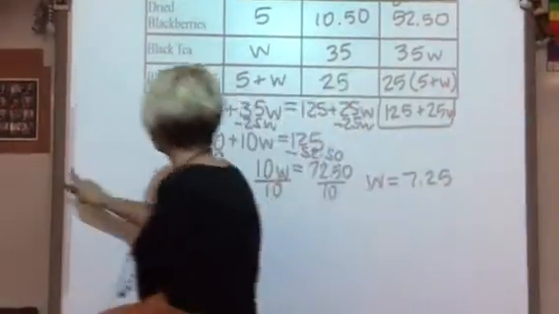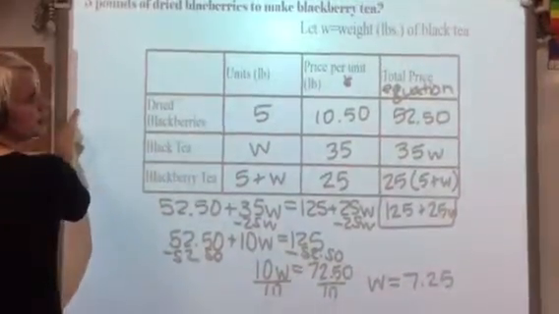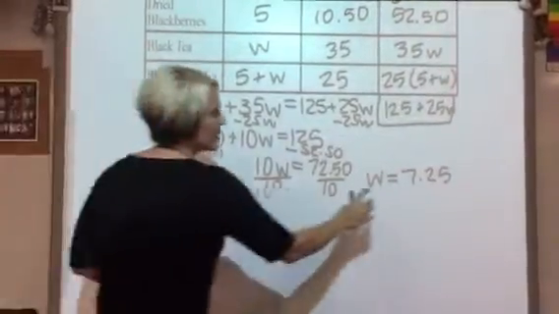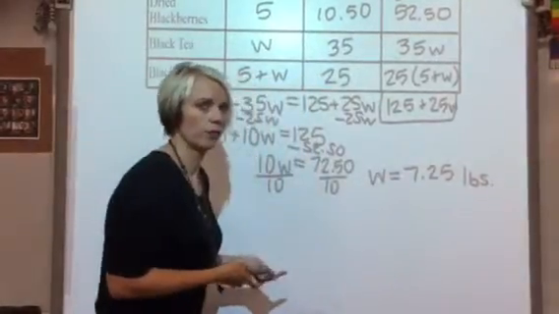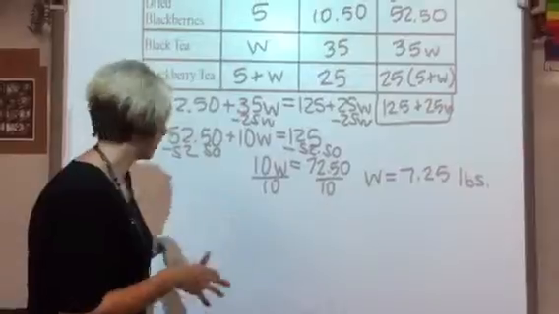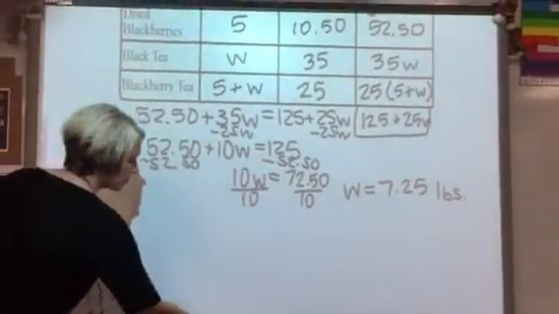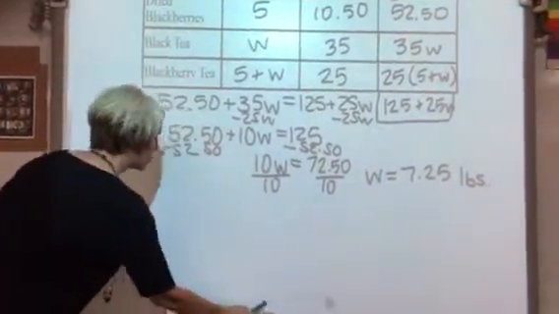So I go back to my let statement. My W is the weight of black tea, so I could say 7.25 pounds, or you could say 7 1/4 pounds, whatever you prefer. So that is a mixture problem. You'll do an example in your notes now.